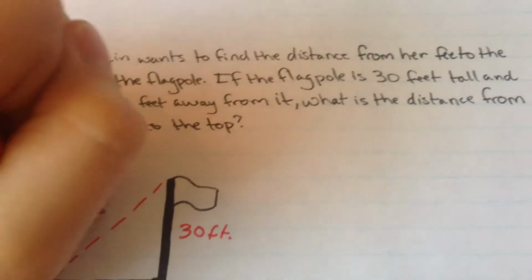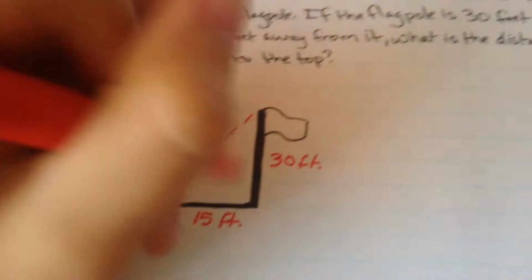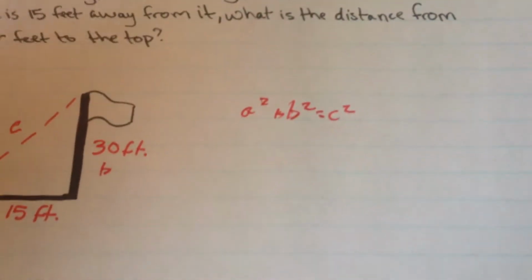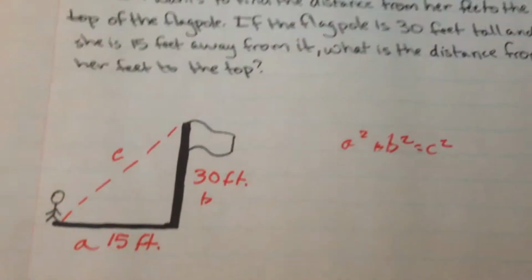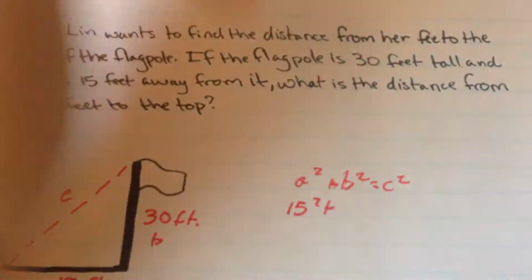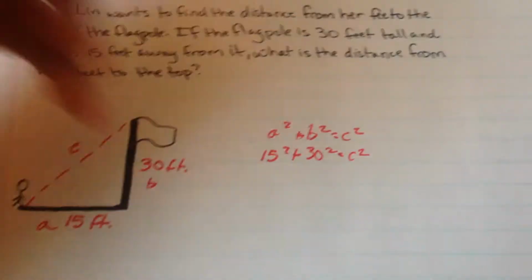So since it's the hypotenuse, we know that this is the C, and then this is the shortest, so it's A, and then 30 feet is B. So we're going to write out our formula again. And then we're just going to plug in the numbers again for the variables. So 15 squared plus 30 squared equals C squared. And 15 squared is 225, and 30 squared is 900.